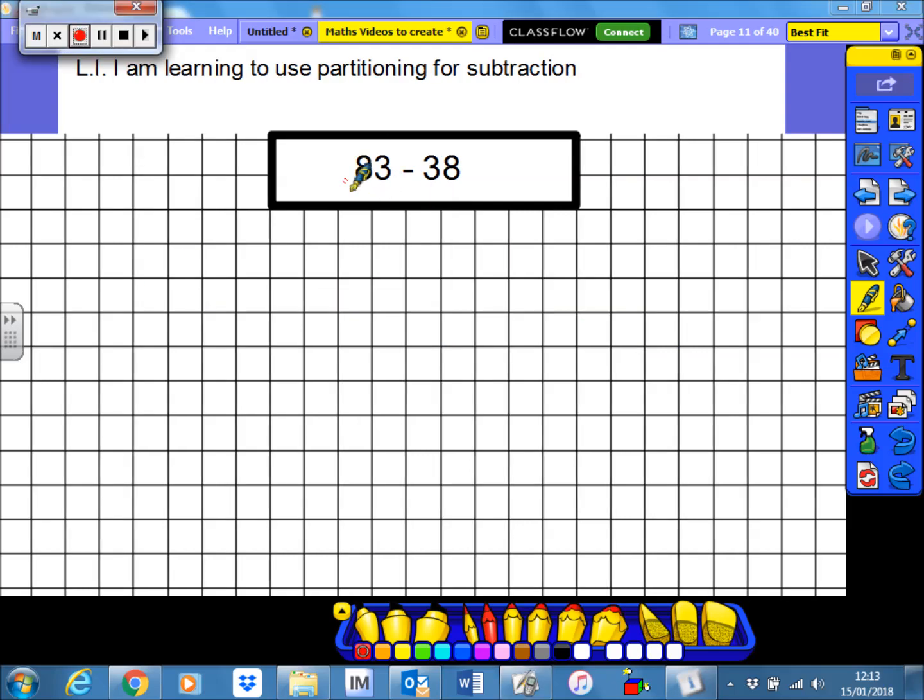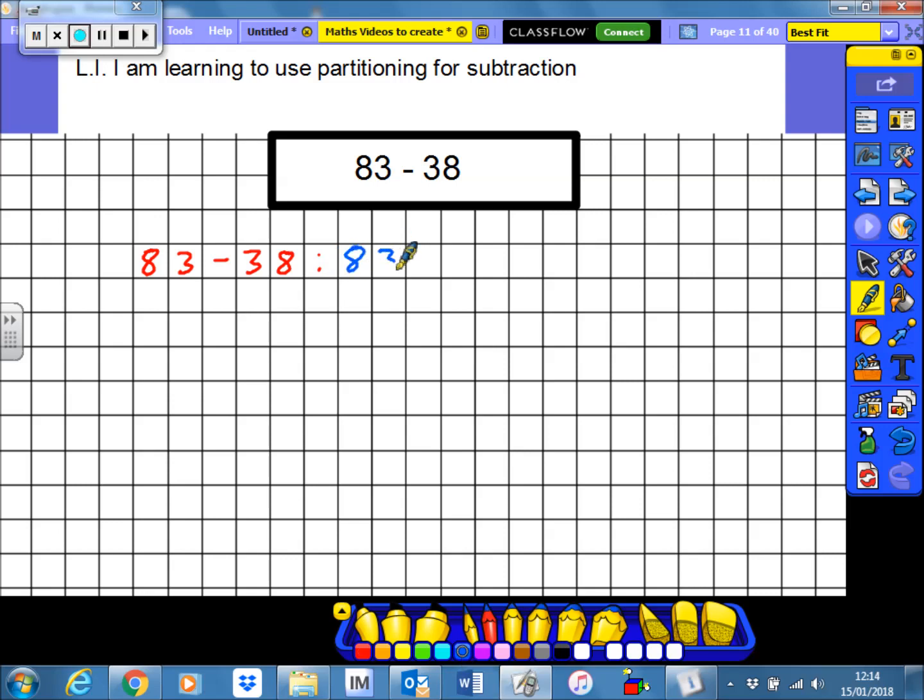Now, this is a problem where if we were doing it using the formal strategy, we would have to exchange. So 83 take away 38, if we were to line these up on top of each other, the first sum we would be doing is 3 take away 8, which we can't do, and so we would need to exchange. But if we do this using partitioning, exchanging isn't necessary. So let's see how this works. 83 minus 38. And we draw a colon.